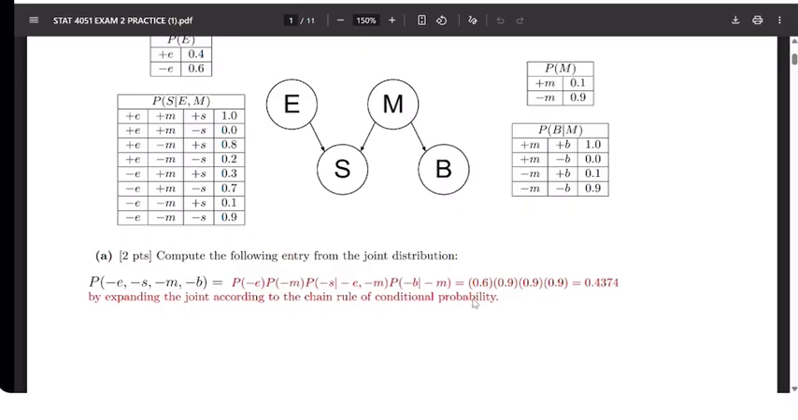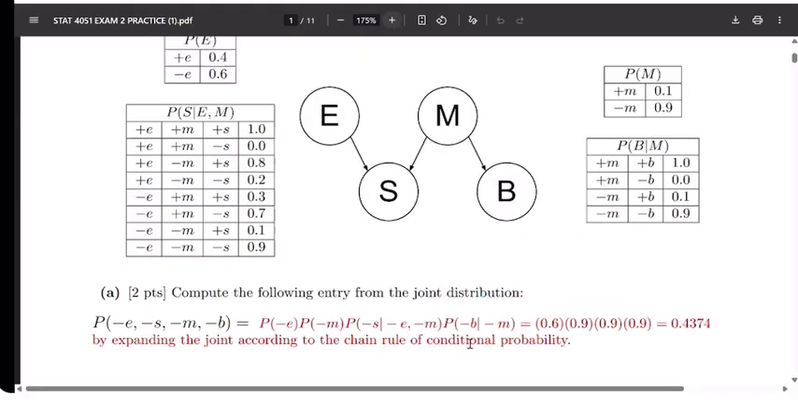I plug that in. What is the probability of, please pay attention. Now, what is the probability of negative S given negative E, negative M? I'm going to come here, negative S, given negative E and negative M. Take a look at this. Can you see this guy? This is the probability of a negative S given negative M, negative E. That will be 0.9, and that's why I put 0.9 here.